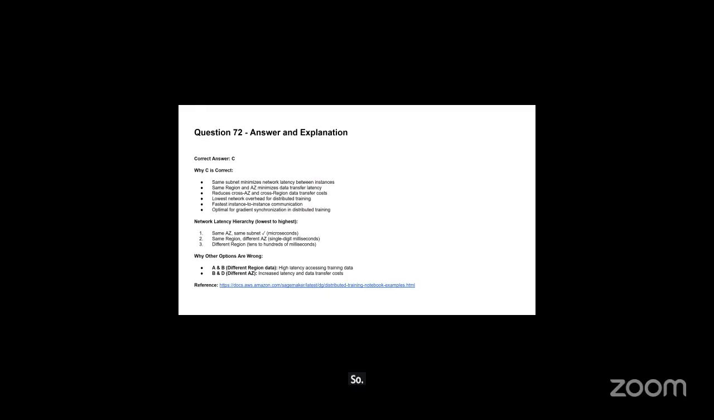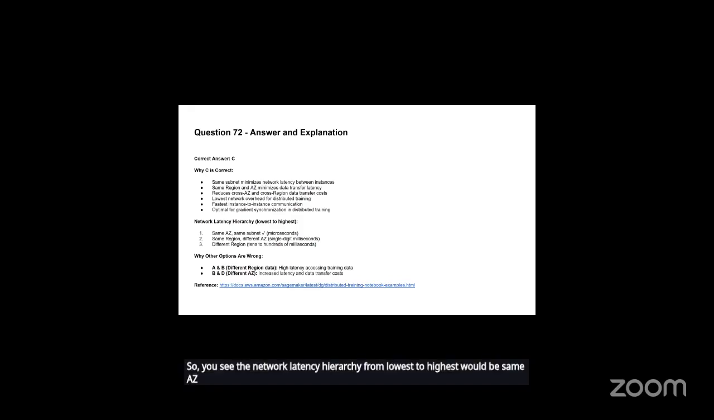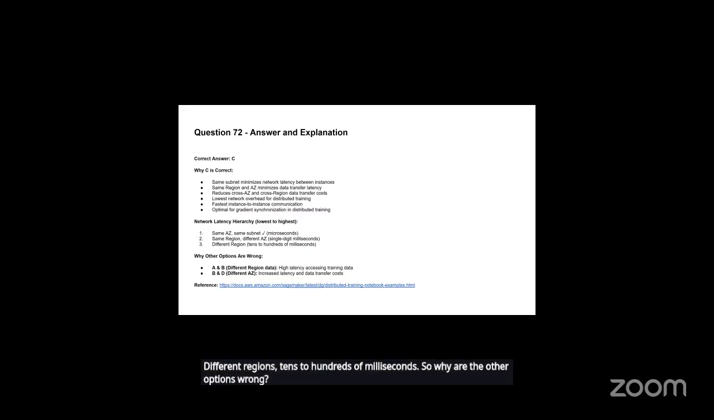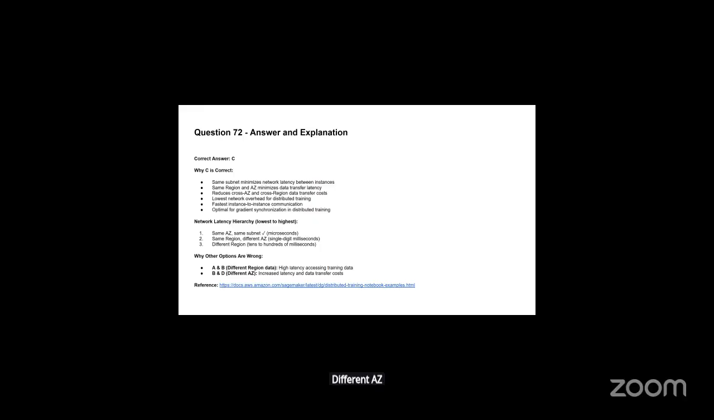So you see the network latency hierarchy from lowest to highest would be same AZ, same subnet, would be microseconds. Same region, different AZ, single digit milliseconds. Different regions, tens to hundreds of milliseconds. So why are the other options wrong? Different region data. This means high latency accessing training data. Different AZs. This means increased latency and data transfer costs.